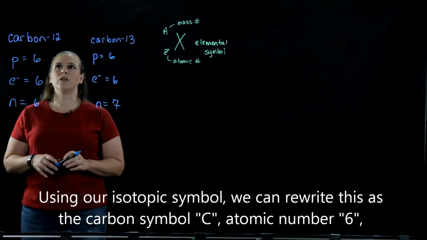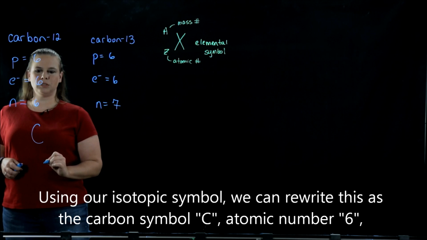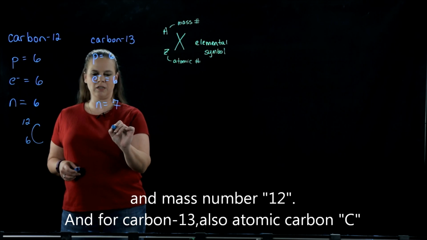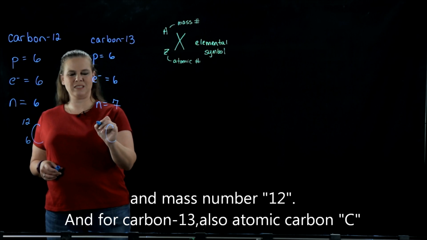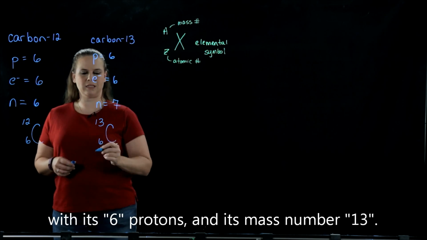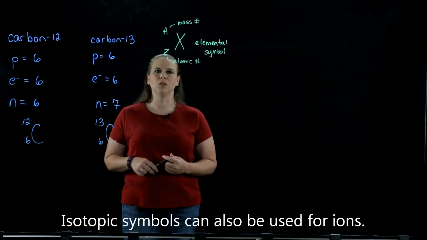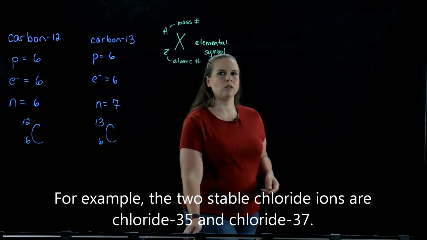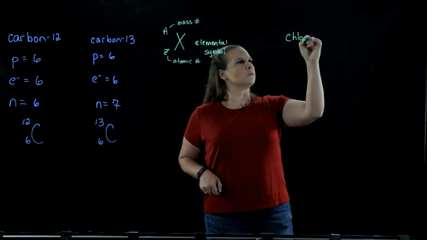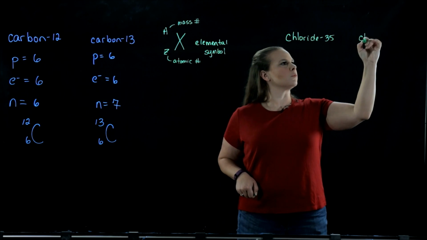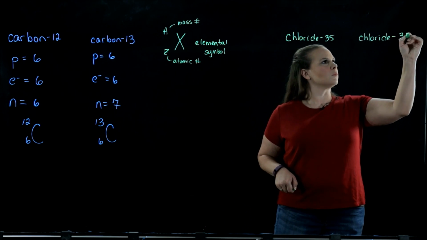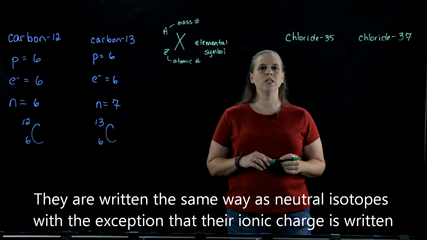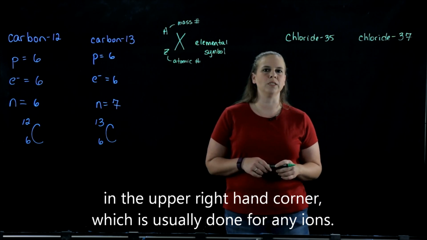Using our isotopic symbol, we can rewrite this as the carbon symbol C, atomic number 6 and mass number 12, and for carbon-13, also atomic symbol C with its 6 protons and its mass number 13. Isotopic symbols can also be used for ions. For example, the 2 stable chloride ions are chloride-35 and chloride-37. They are written the same way as neutral isotopes, with the exception that their ionic charge is written in the upper right-hand corner, which is usually done for any ions.